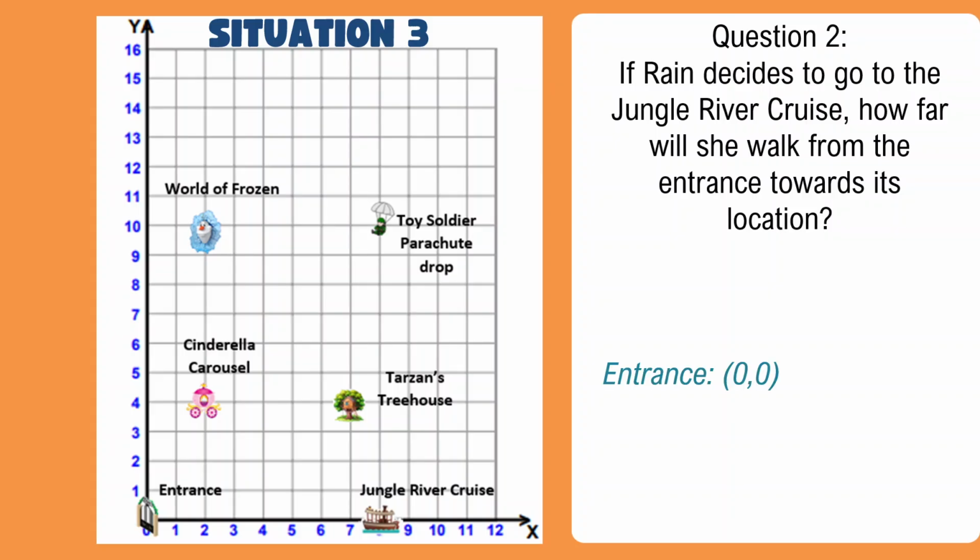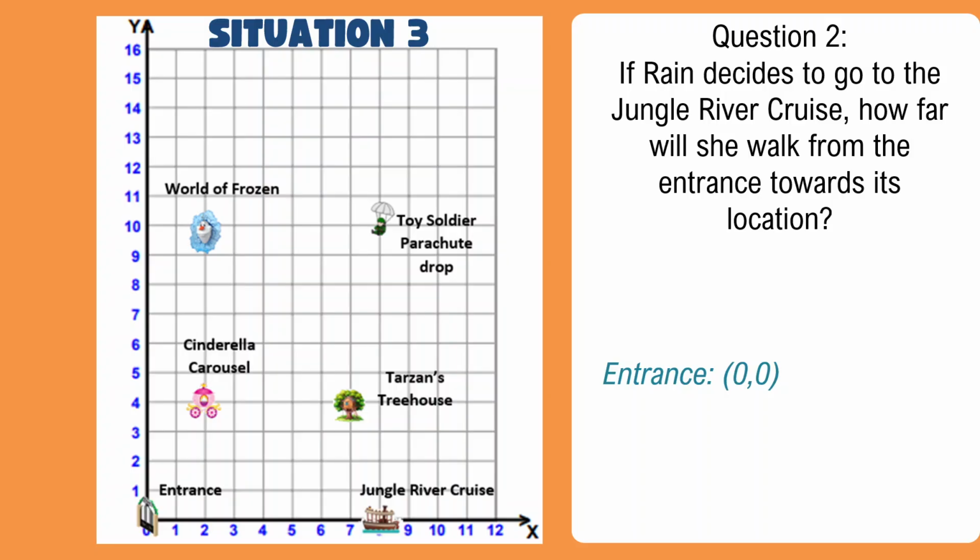Another question. If Rain decides to go to the Jungle River Cruise, how far will she walk from the entrance towards its location? So if Rain is right here at the entrance and then she decides to go to the Jungle River Cruise, how far will she walk from here to here? So how far? It means that we need to use the distance formula once again.